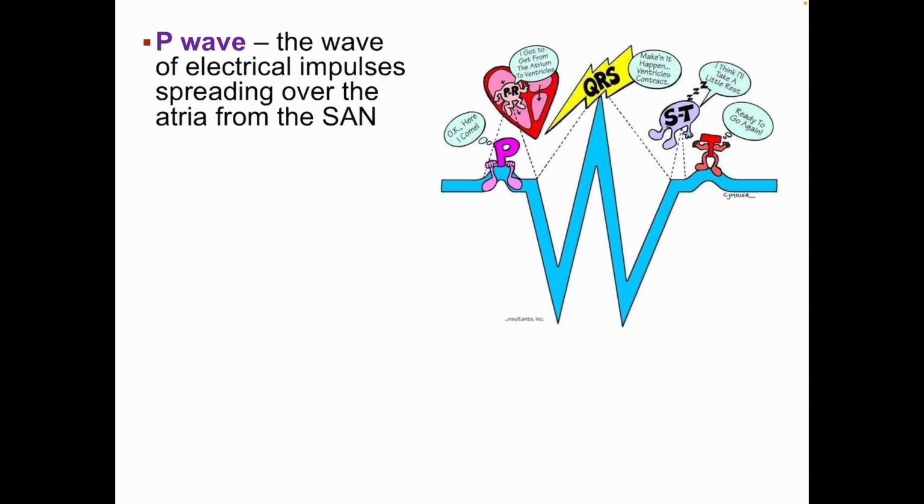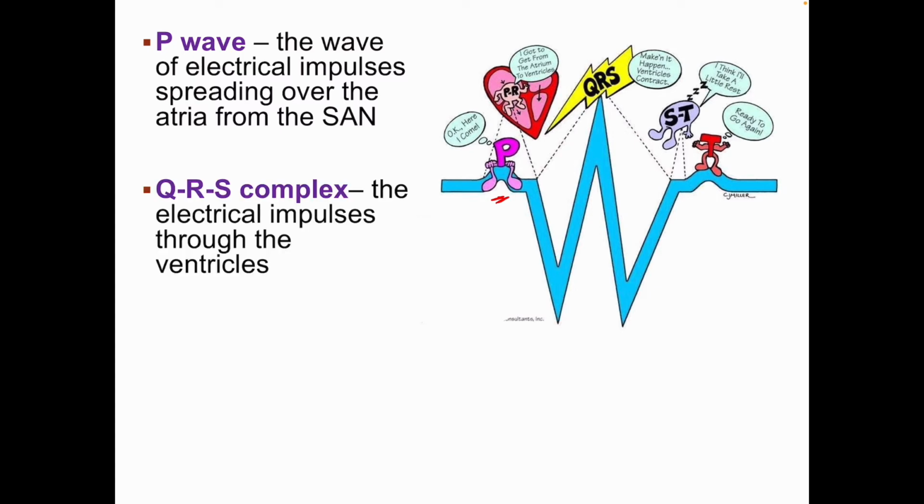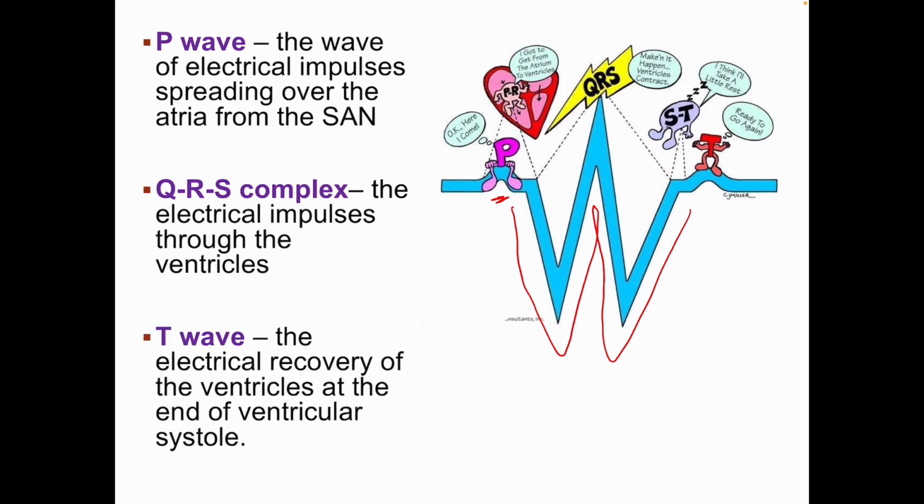The P wave, this first little bit here on the left, shows the electrical activity of the impulse spreading from the SA node and across the atria. The QRS complex, this big bit here, shows the electrical impulses spreading through the ventricles. And then the T wave shows electrical recovery at the end of ventricular systole when the heart is relaxing and getting ready to start the next cardiac cycle.